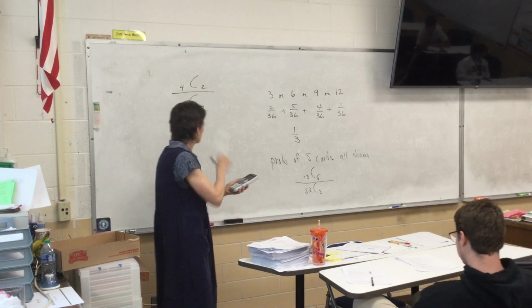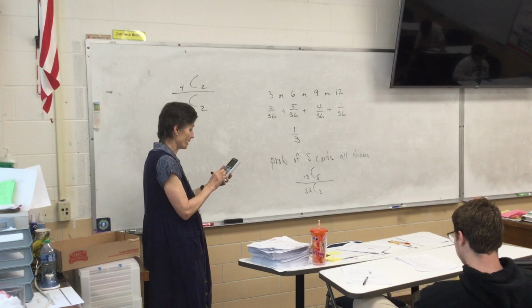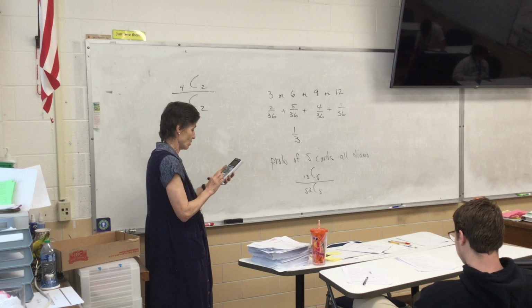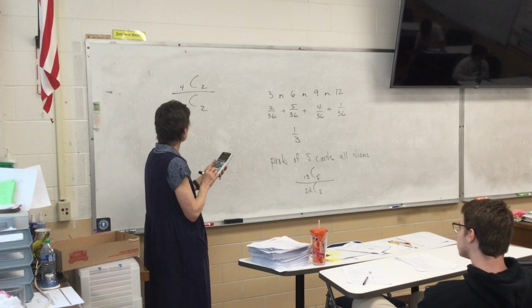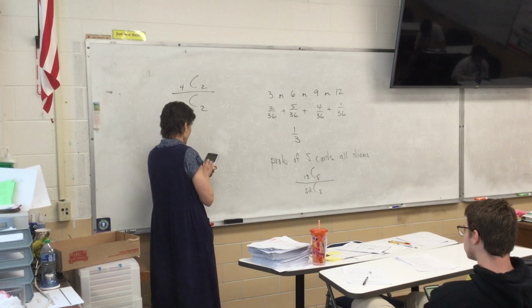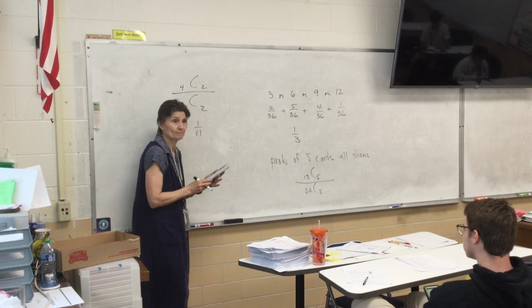All right, so you can type that in on your calculator exactly as it is. You do not have to do it in steps. You can if you want, but your calculator will handle 4C2 divided by 12C2. And sometimes I like to change them into fractions. I got 1/11. Did you?